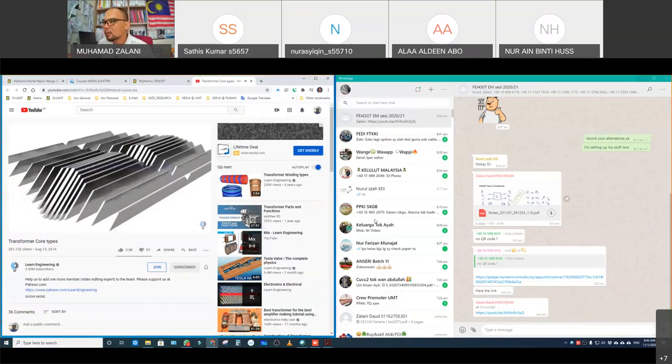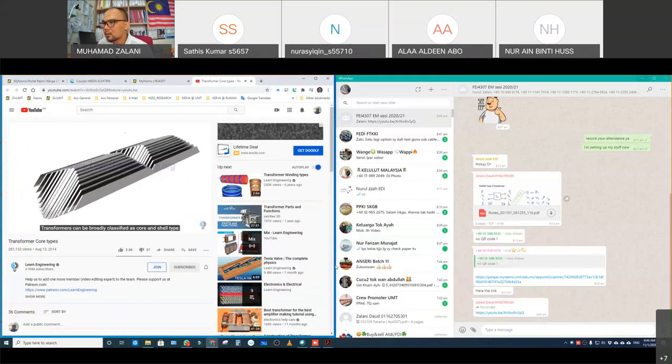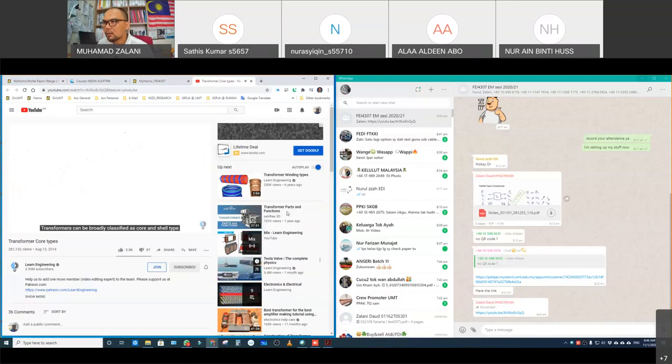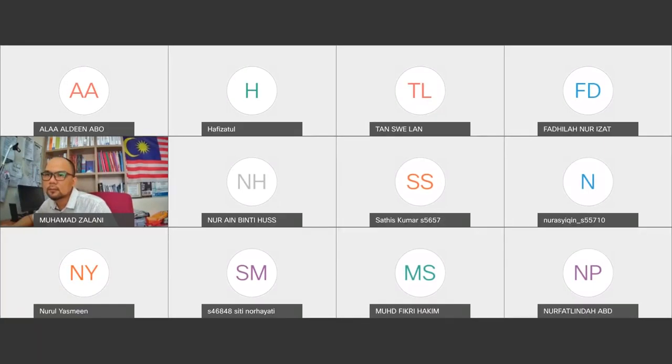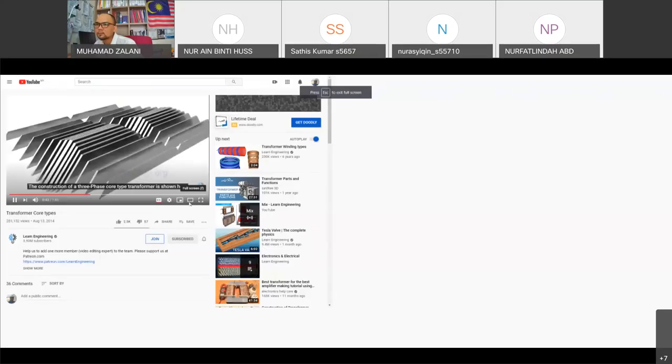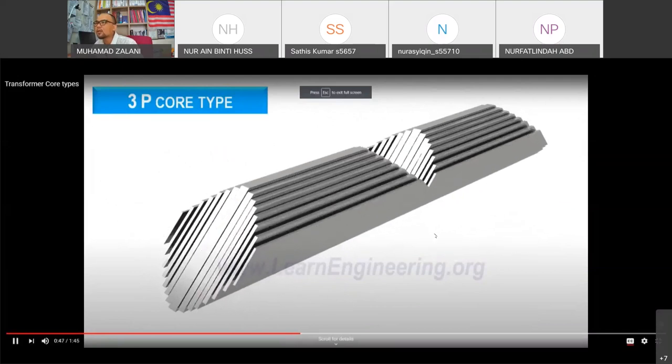Core construction. Transformers can be broadly classified as core and shell type. In a core type transformer, the winding surrounds the core. A single phase core type transformer is constructed in the following way. The construction of a three phase core type transformer is shown here.